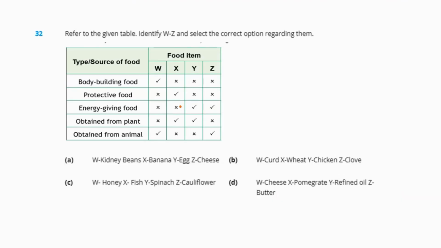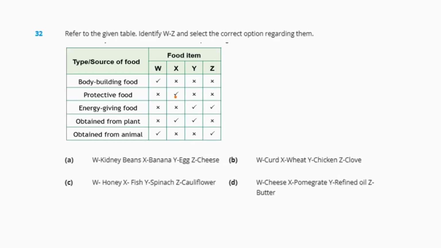Refer to the given table and identify W, X, Y, and Z and select the correct option regarding this. Correct? So, from this table, we can find out what W means. W is a bodybuilding food. We can see a tick for W only. Bodybuilding food may sometimes be obtained from animals, so it can be cheese, right? Cheese is a bodybuilding food only.